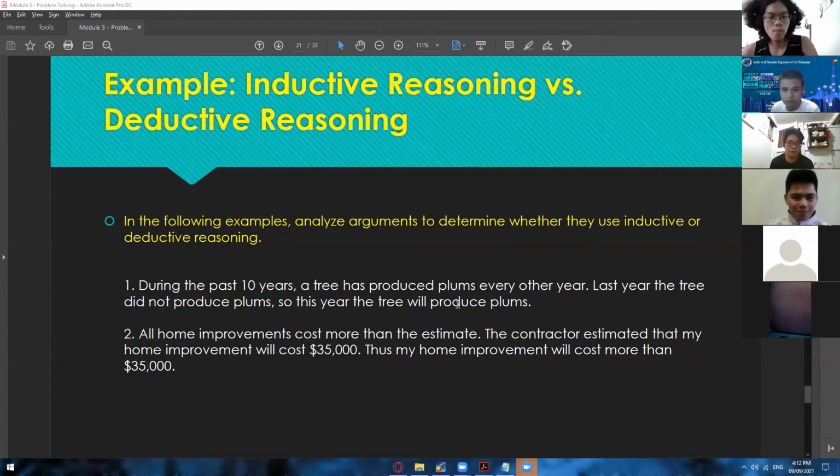Inductive. Oh, yeah. What about the others? Who says here deductive reasoning?